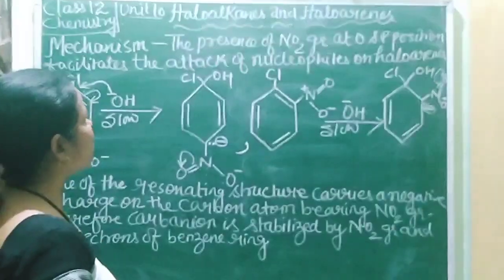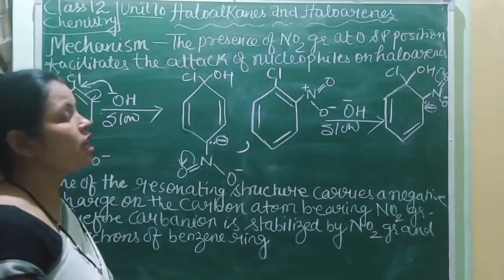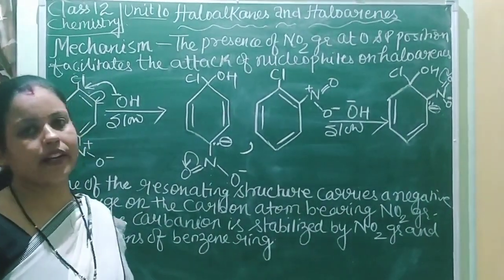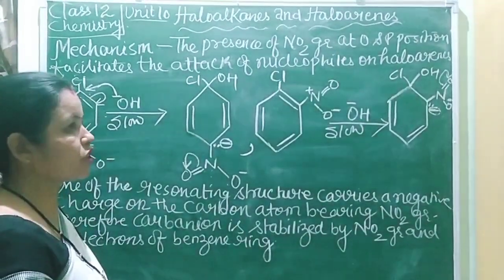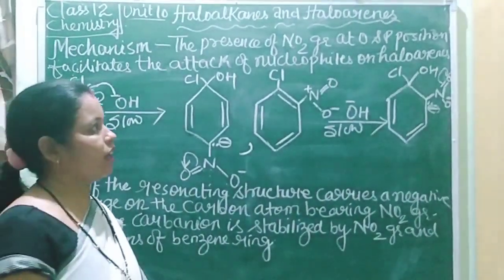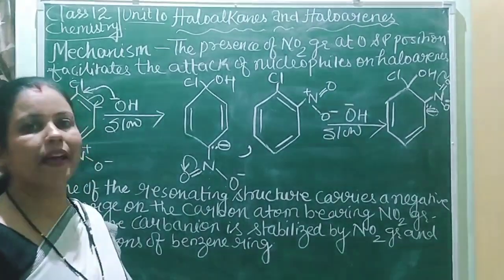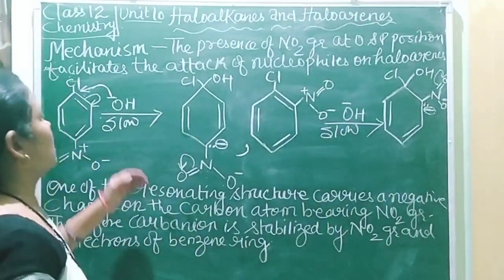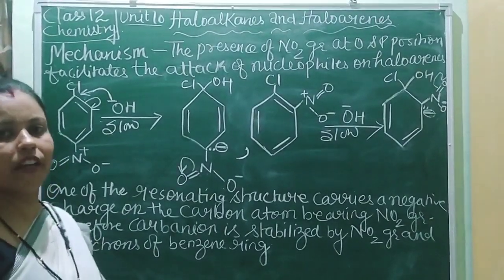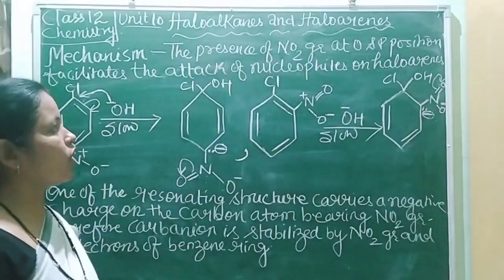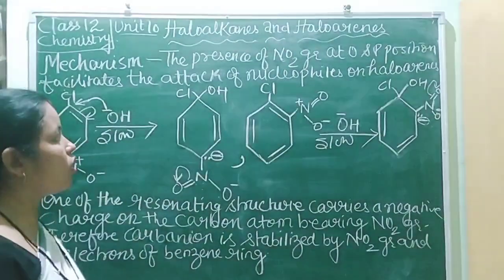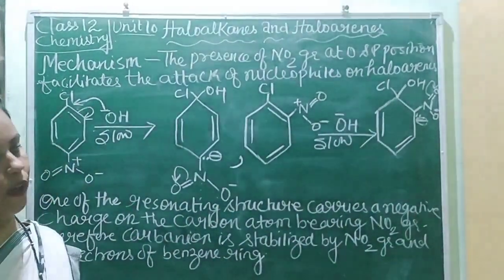In my last video, I explained the introduction of an electron withdrawing group like the nitro group at ortho and para position so as to increase the reactivity of haloarenes. Today I am explaining the mechanism. The presence of a nitro group, an electron withdrawing group, at ortho and para position facilitates the attack of nucleophiles on haloarene.